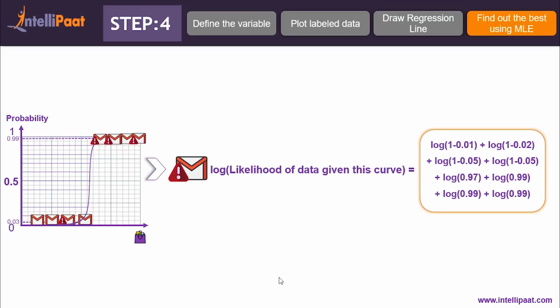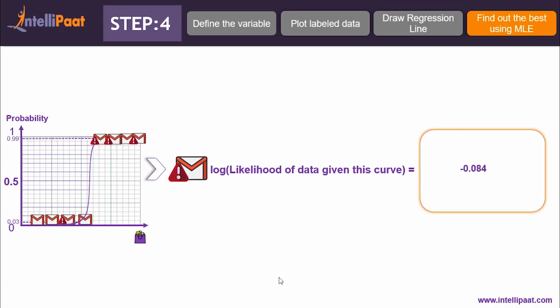Then calculate the log of likelihood. For calculating the log of likelihood, you can just take the log of the previous multiplied result. Here we are adding all the logs because log of a multiplied by b equals log of a plus log of b. So we got the value of log likelihood of this curve as minus 0.084.